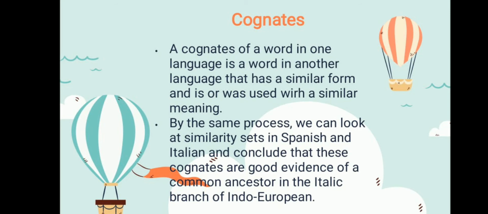Cognates. A cognate of a word in one language is a word in another language that has a similar form and is or was used with a similar meaning. By the same process, we can look at similarity sets in Spanish and Italian and conclude that these cognates are good evidence of a common ancestor in the Italic branch of Indo-European.